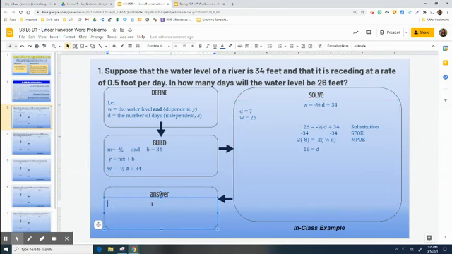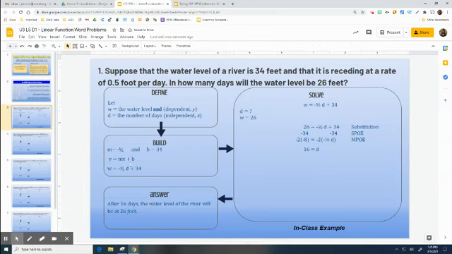So then I'm going to come over to my answer and say, after 16 days, the water level of the river will be at 26 feet. And there you go. That's the full 4 steps to problem solving.